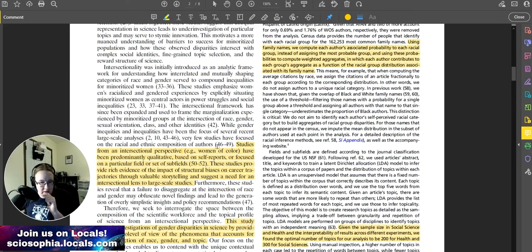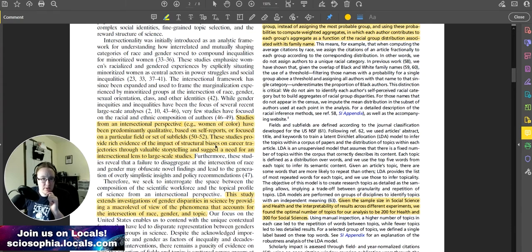Anyway, let's see. "Intersectionality was initially introduced as an analytic framework", it's not really analytic at all, from what I understand of it, "for understanding how interrelated and mutually shaping categories of race and gender serve to compound inequalities." This is going to be something I want you to notice. I'm starting to see this more and more, where inequalities and inequities are being used interchangeably. Be very careful of that, because they do mean two different things, but there is an attempt to make them the same thing.